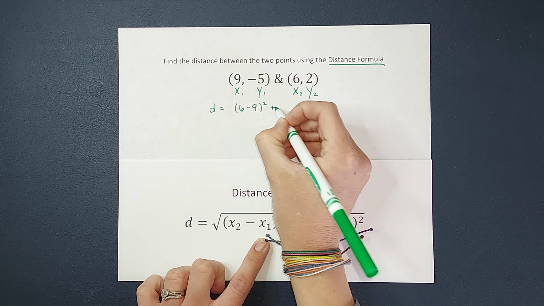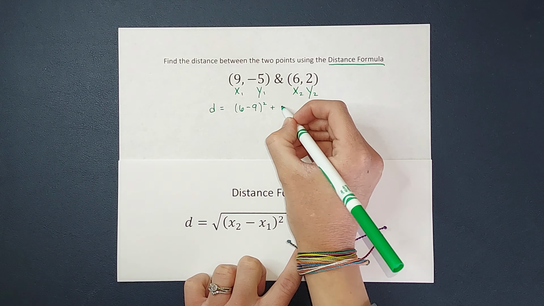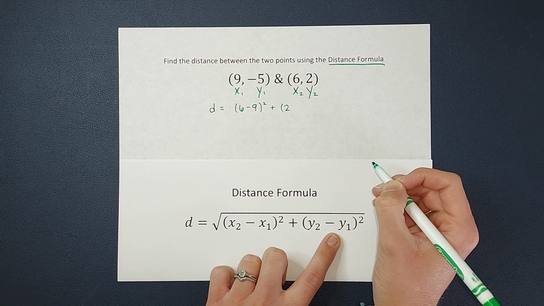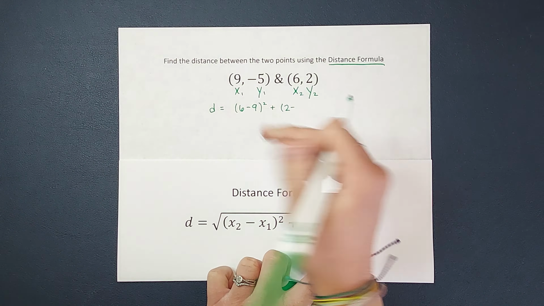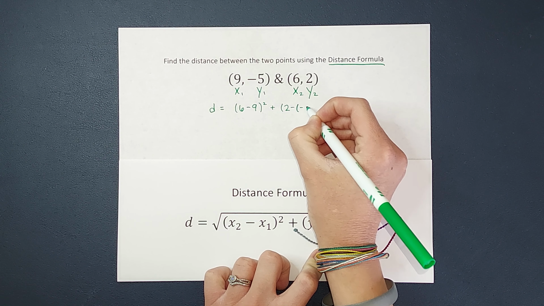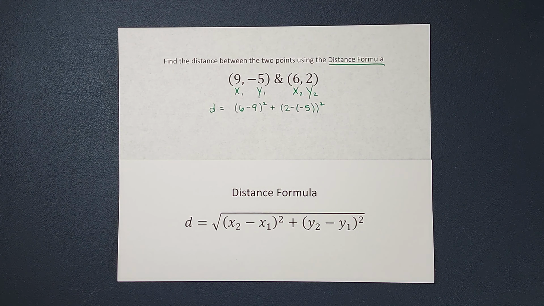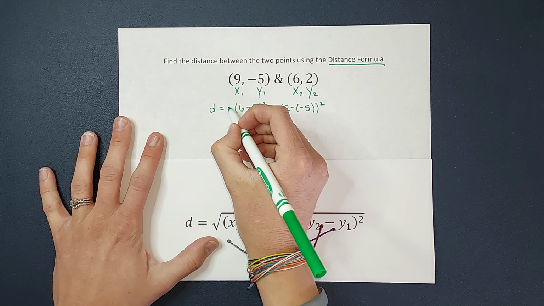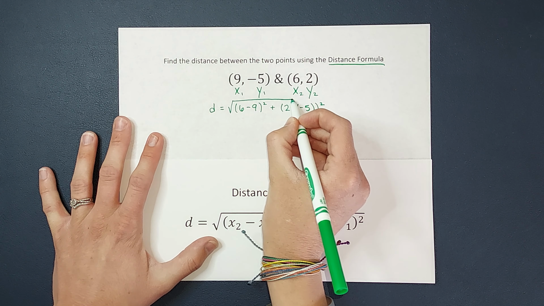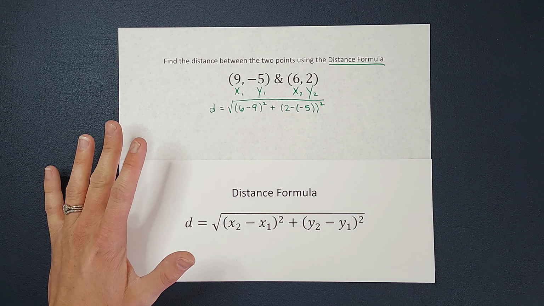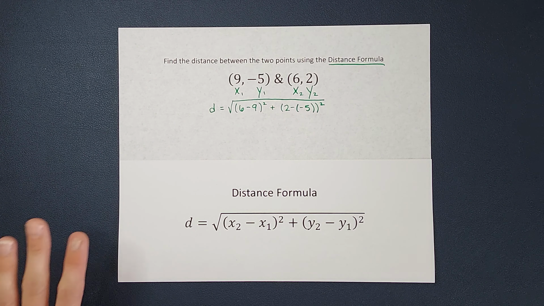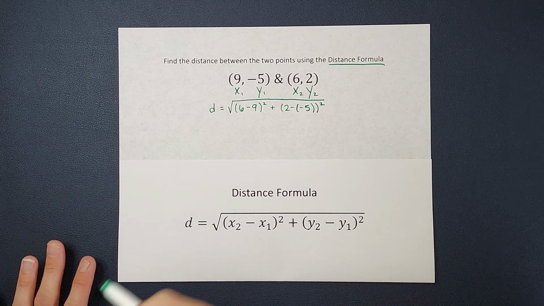And then we are adding y2, which is 2. And then we are subtracting y1, which is -5. Make sure you get both of those negatives. They are important, okay? And that is being squared. Now this whole thing is under a big, beautiful square root, right? Okay, don't worry, we're going to make it not so scary, I promise, okay?